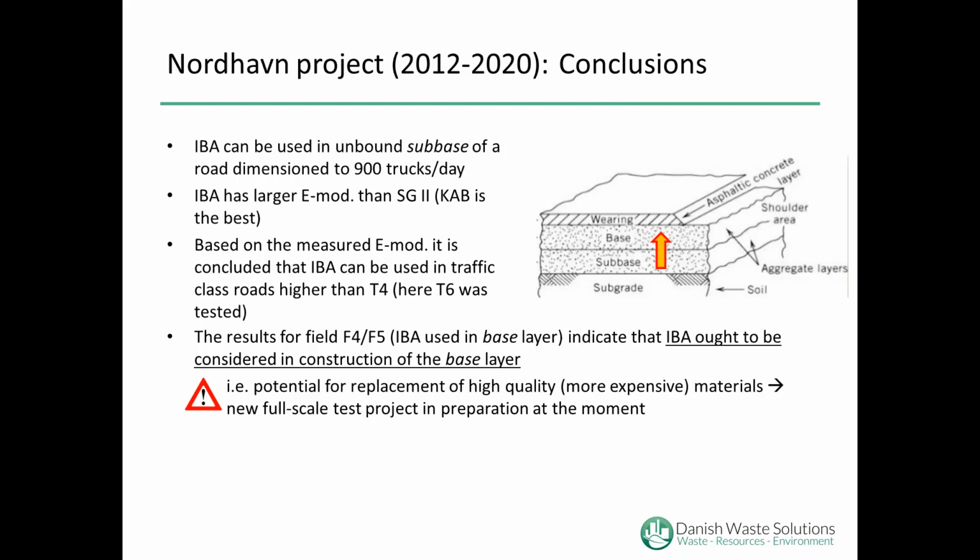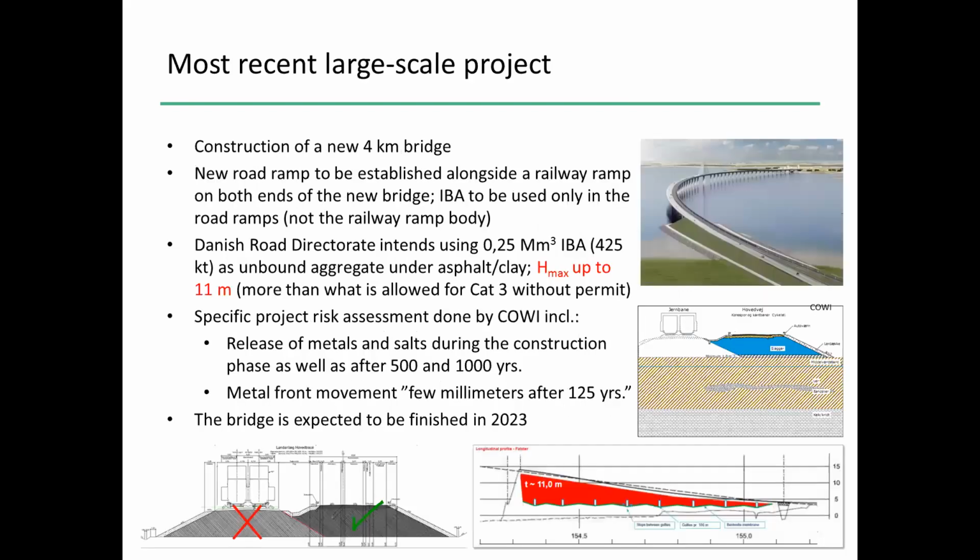And most importantly, the results for the fields F4 and F5, where bottom ash was used in the base layer, indicated that the material has qualities high enough and ought to be considered in construction of the base layer, meaning it could be moved from the subbase into the base. Thereby, there is a potential for replacement of high quality or more expensive materials. So, of course, new full-scale test projects are in preparation to confirm these results as well.